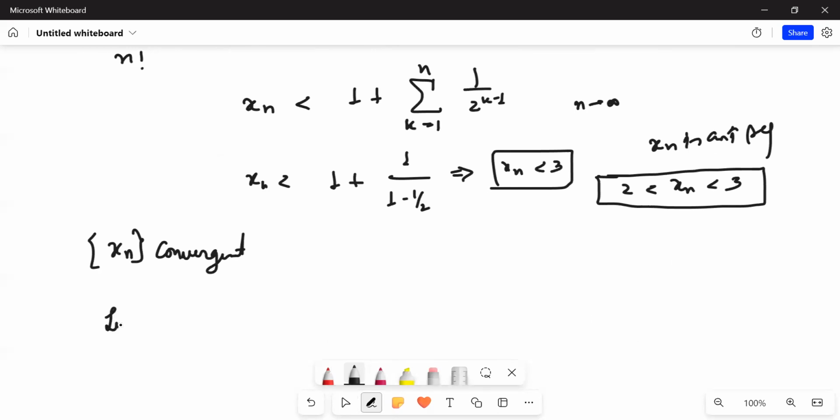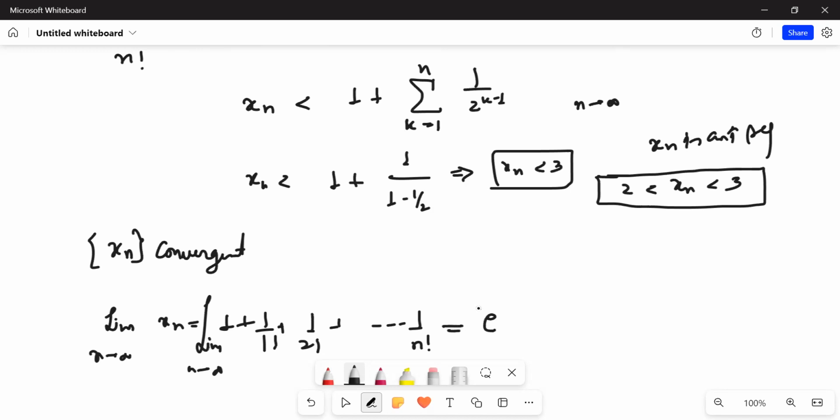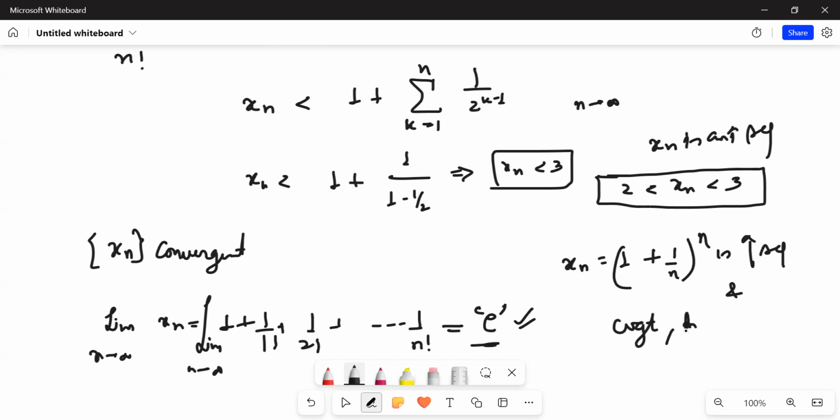And where does it converge? As limit n tends to infinity, we understand that this xn would be equal to 1 plus 1 upon 1 factorial plus 1 upon 2 factorial and so on up to 1 upon n factorial. This is equivalent to writing this way. And clearly this limit is called E. This is a constant E. So understand that this particular sequence xn, given by 1 plus 1 upon n raised to power n, is an increasing sequence, it is a convergent sequence, it is bounded, obviously, because it is convergent, and it converges to E.